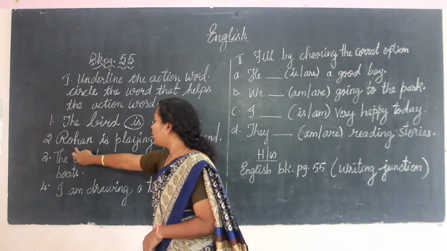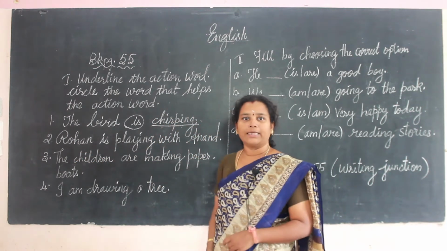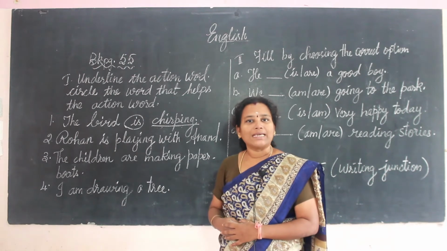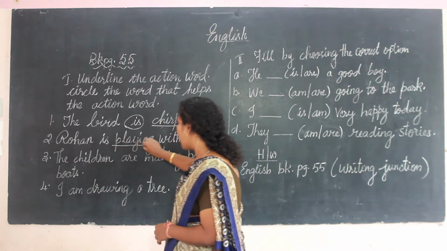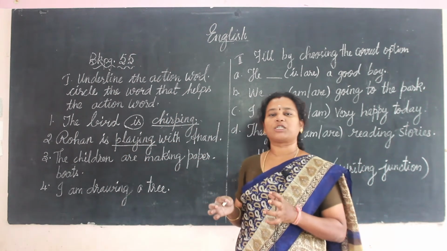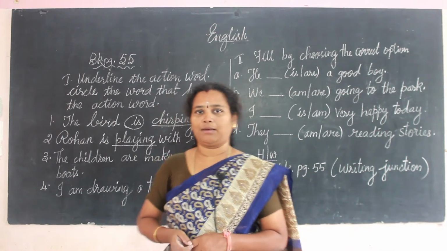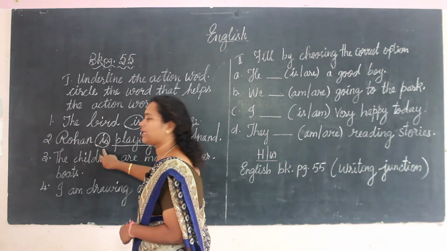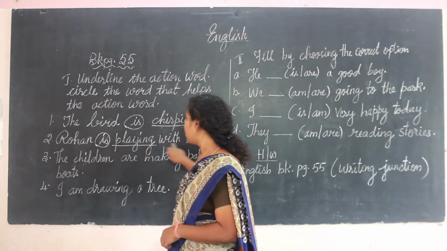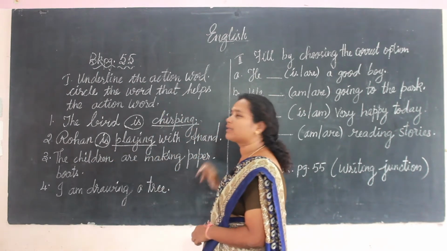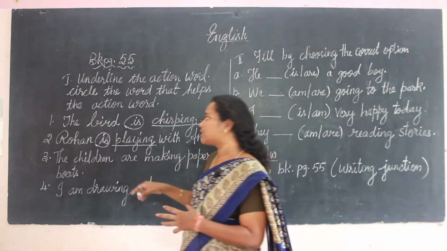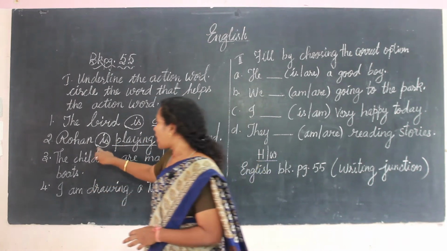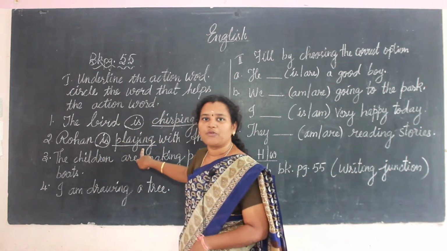Now see the second one. Rohan is playing with Anand. What is Rohan doing? He is playing. So playing is an action word. What is the action he is doing? He is playing. So what is the helping word? "Is" is the helping word. Without this, we cannot complete the sentence. "Rohan playing with Anand", so something is missing. What is it? "Is" is missing. So "Rohan is" and the other one, the helping word. So "is" is a helping word for the action word playing.